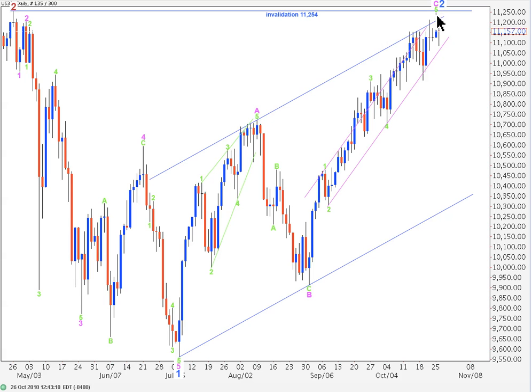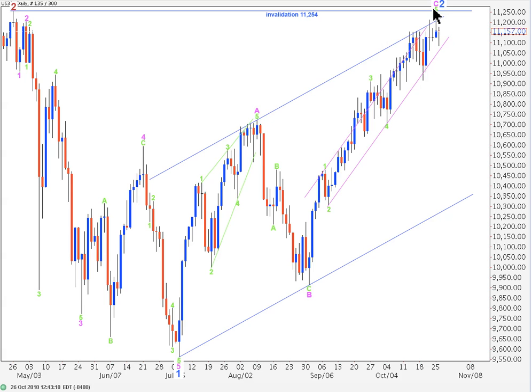Within wave 2 blue, wave C pink is now 174 points longer than equality with wave A pink, which is only a 13% variation, so they're not that close to equality, but it's a reasonable variation. Within wave C pink, wave 3 green is 48 points longer than equality with wave 1, and wave 5 green is 20 points short of equality with wave 1. So these three waves are reasonably equal in length, with 3 being the longest, and 4 not moving into 1, therefore all those rules are met.